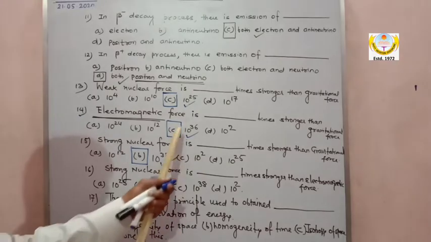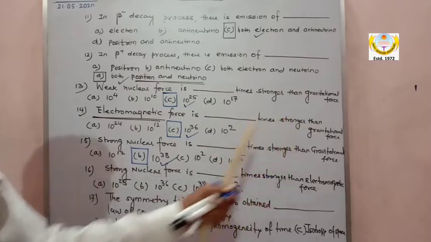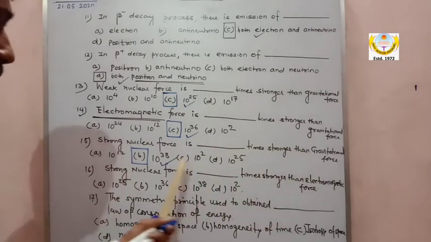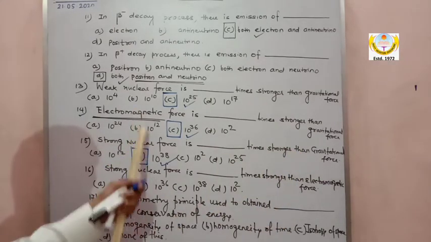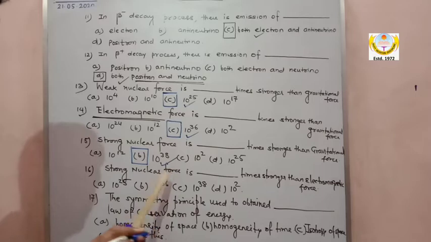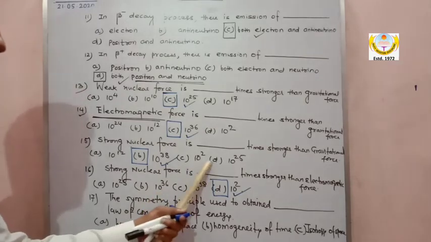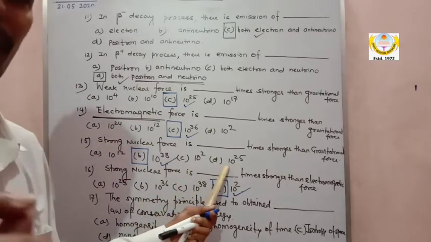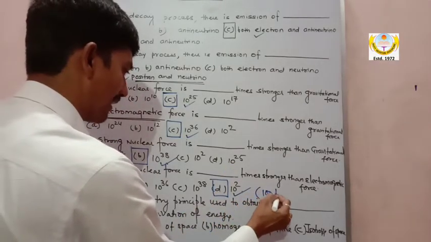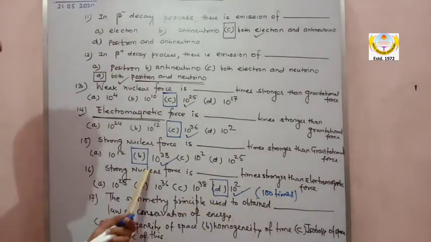Am I clear? Now here you can make a logic: the electromagnetic force is 10 power 36 times stronger and the strong nuclear force is 10 power 38 times stronger than the gravitational force. So you can think about what relation there could be between the strong nuclear force and the electromagnetic force. Sir, the answer is 10 power 2 times. The strong nuclear force is 10 power 2 times, that is 100 times stronger than the electromagnetic force. This can be written as 100 times in the exam.